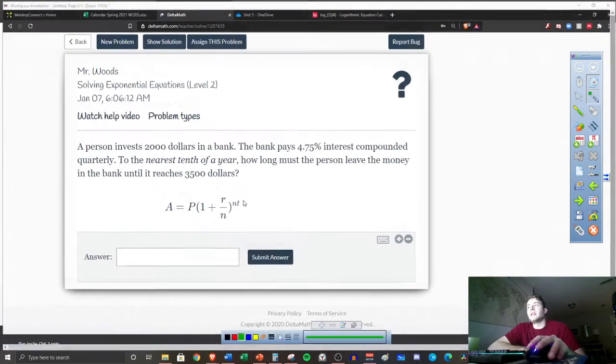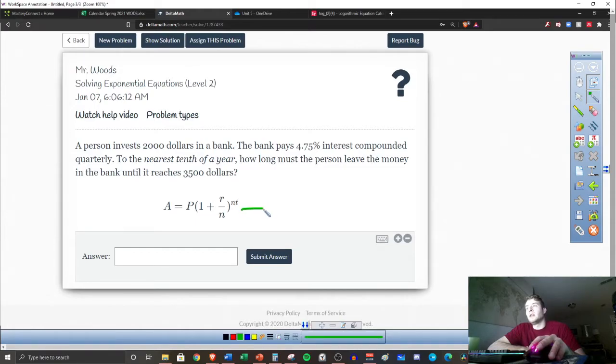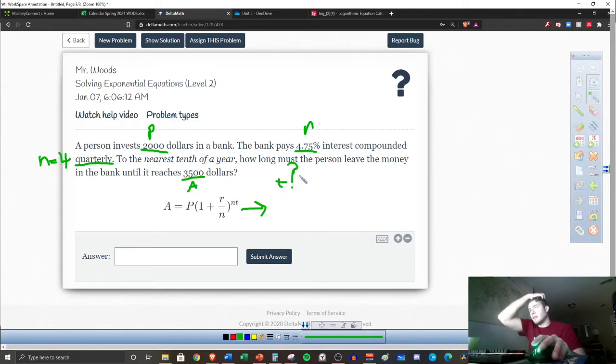So let's go ahead and set this up. We're going to put our equation over here. And what we have here, we have 4.75%, that's R. It says compounded quarterly, that's N. N is equal to what? Well, quarterly means 4 times a year. The N is 4. You start with $2,000, that's P, and you want to know when it will reach 3,500. So we have A. The only thing we don't have is T. We don't know what T is. It says how long must the person leave the money? That's what we want to know. How much time is going to pass?